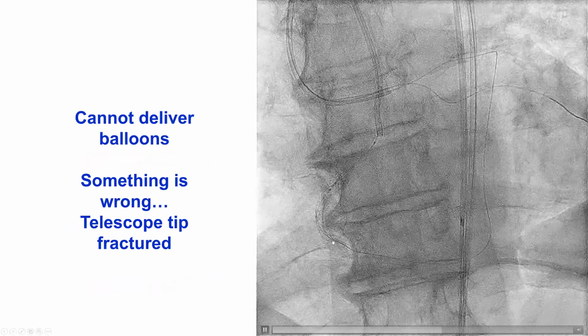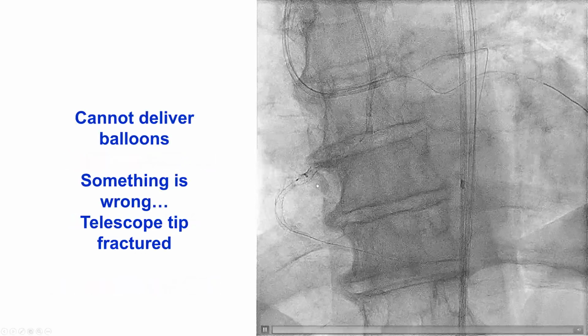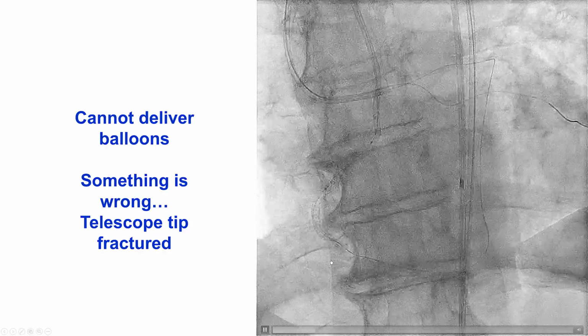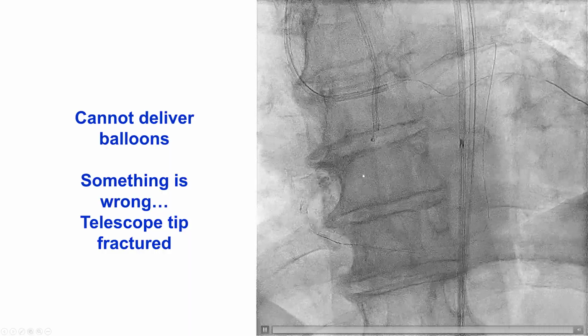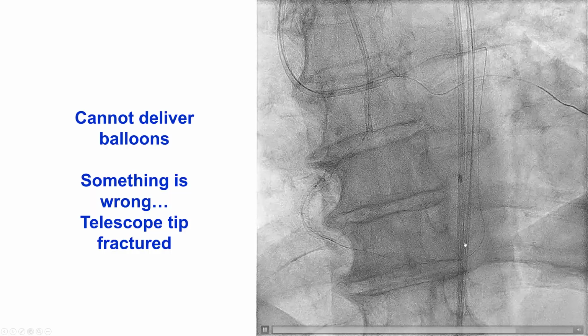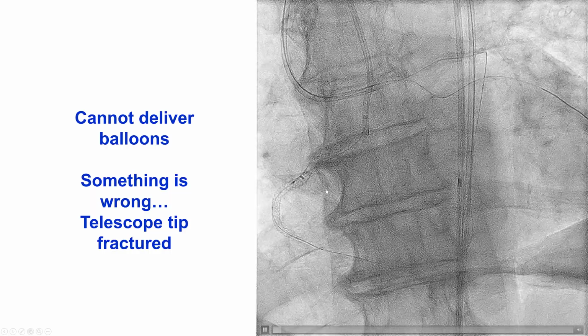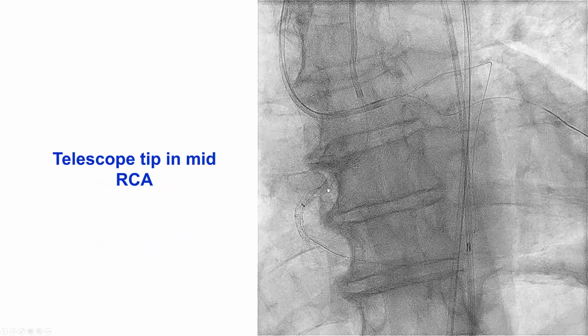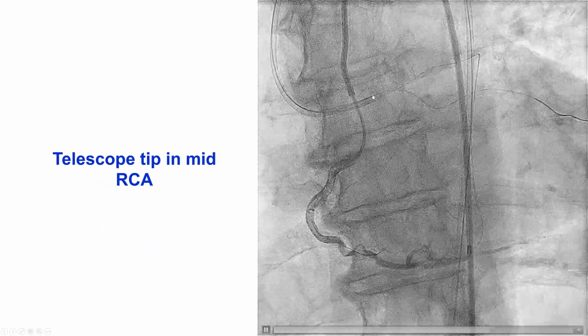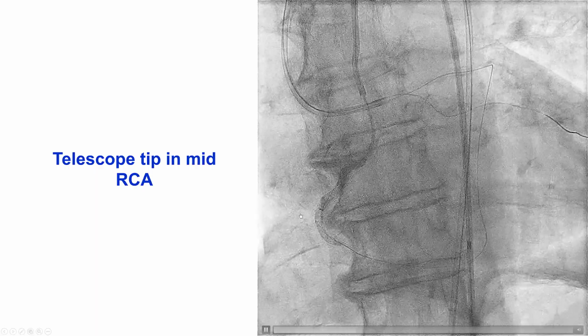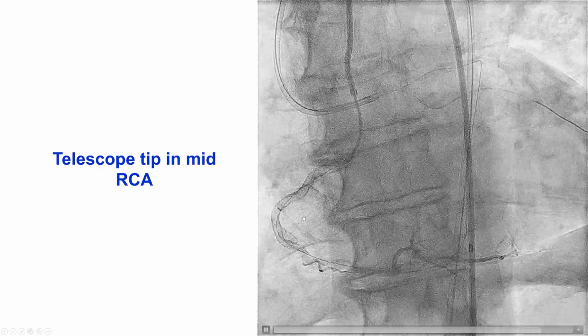But then we had a lot of difficulty. We couldn't deliver any balloon through the mid-right coronary artery. At the same time, while we were pushing, we noticed that we were moving the telescope, but the tip of the telescope also did not move. And ironically enough, we had the exact same problem we faced in the LAD. We had fracture of the tip of the telescope guide extension.